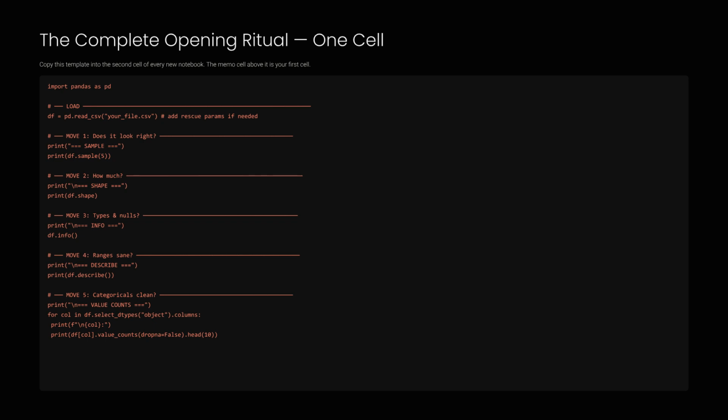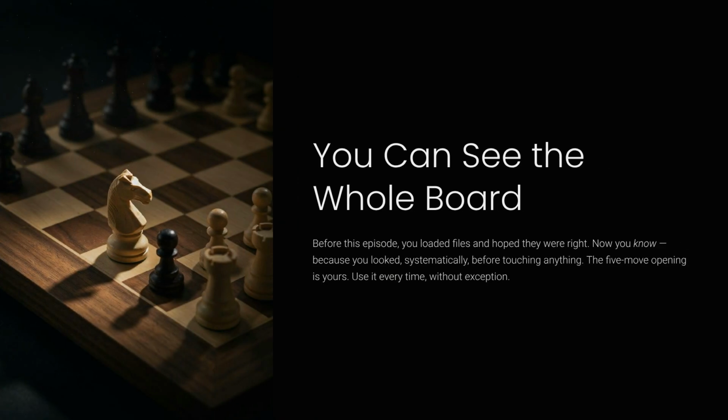This is the complete single-cell template for your opening ritual. Copy this into the second cell of every new notebook to ensure you are consistently evaluating every dataset you work with. With this ritual in your toolkit, you can now see the entire board. By looking systematically before you touch anything, you move from hoping your data is correct to knowing exactly what you are dealing with.